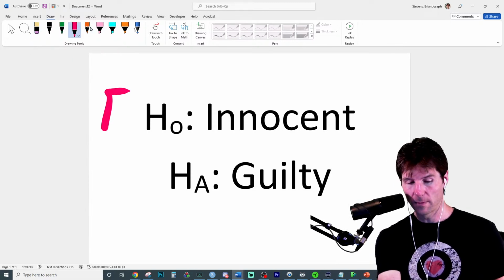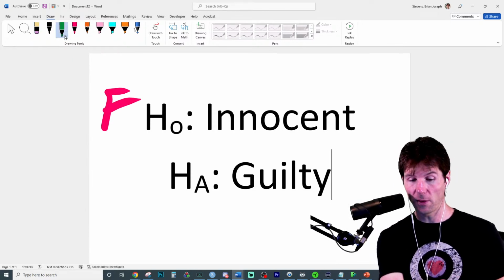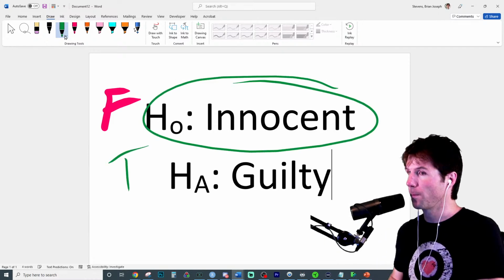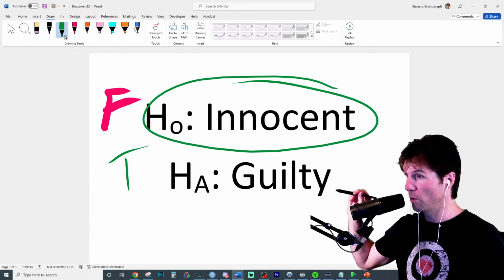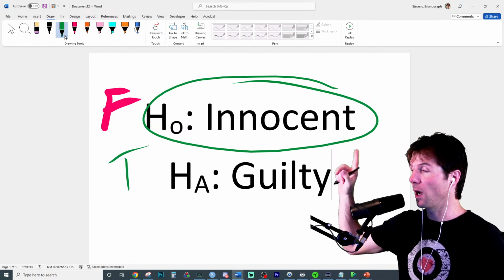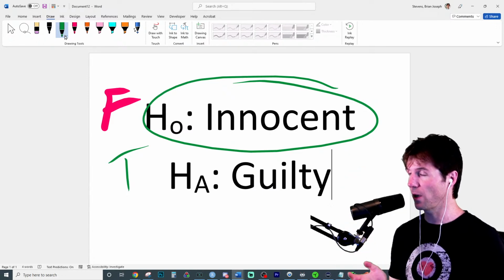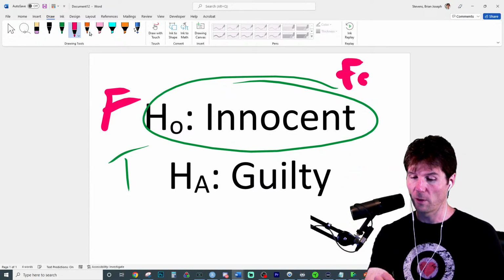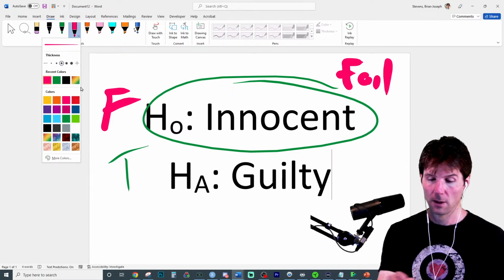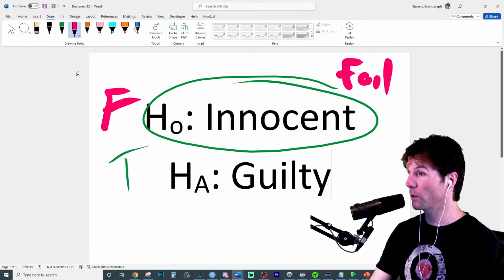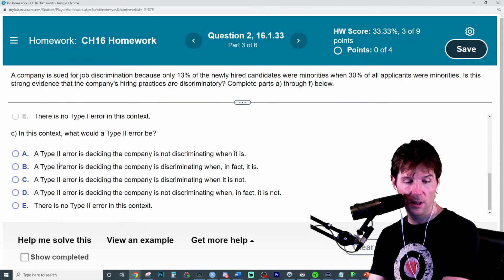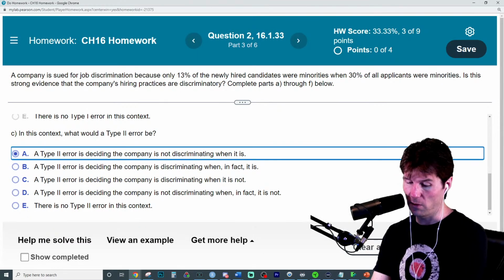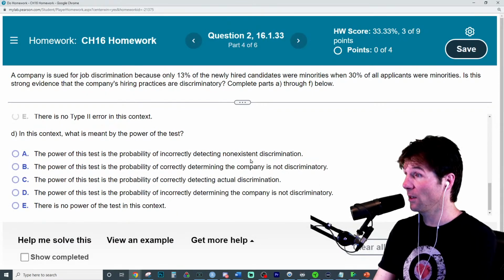So this is a false statement, and we're not going to reject it, which means we're going to stay with it, which means this was true. But we are not rejecting the null. So it's true the company is guilty. The null is false, which means the company is guilty, but we did not reject the null. We failed to reject it. It's the second F of the type 2. That's a huge point. So the null was false and we failed to reject it. The company was guilty, but was not found guilty. So a type 2 error is deciding the company is not discriminating when it is. The company was guilty, but we didn't find out about it.